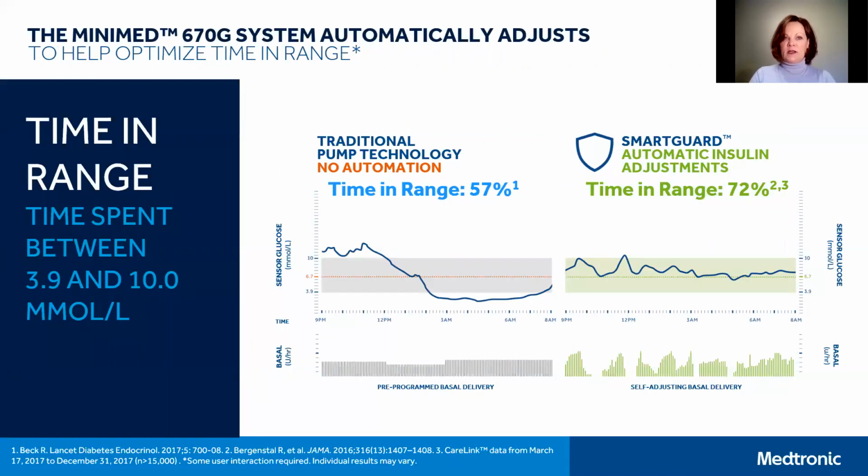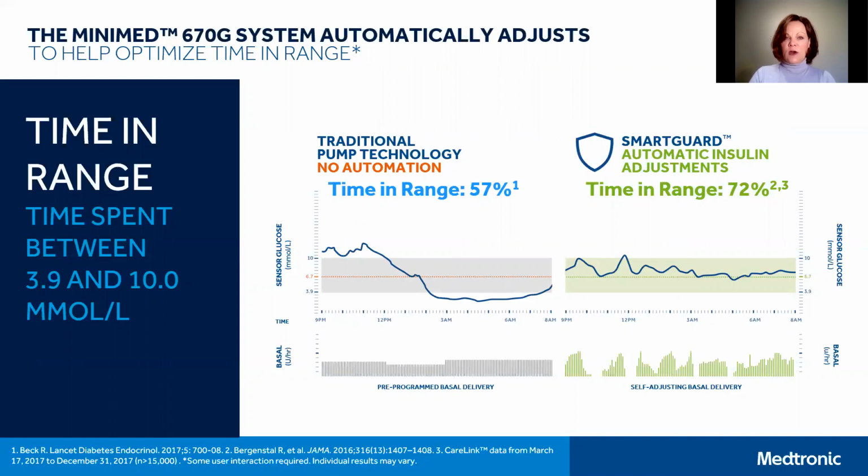The MiniMed 670G automatically adjusts basal insulin to help optimize the amount of time your glucose is in range. Time in range is defined as the amount of time spent with your sensor glucose between 3.9 and 10 millimoles. And the goal for you is to spend as much time as possible in this range.